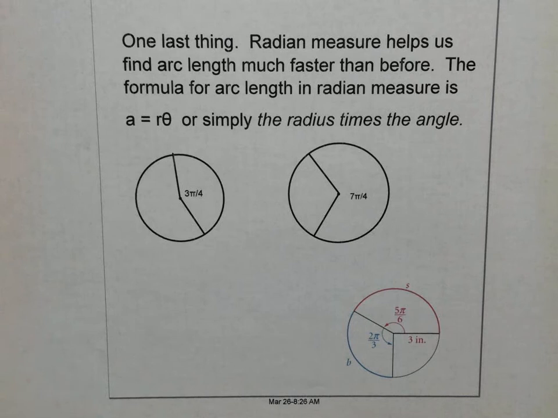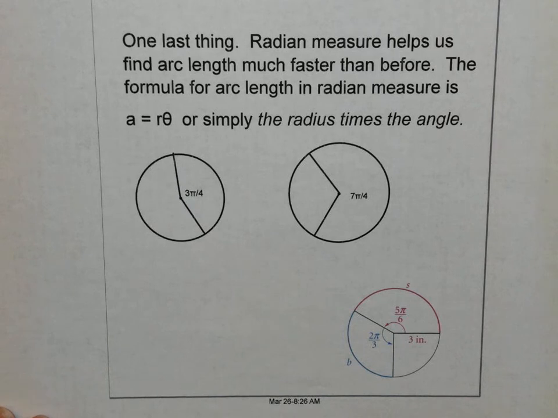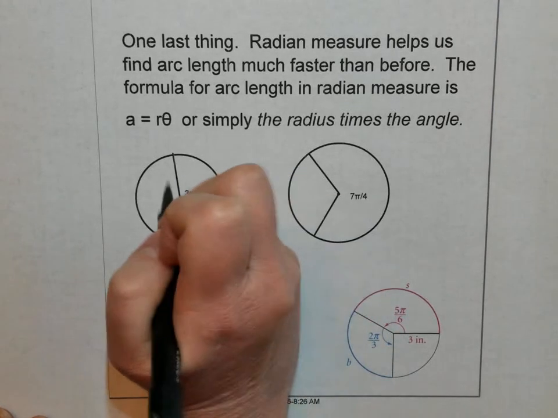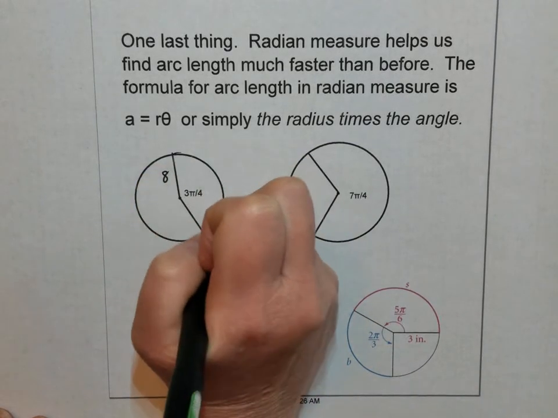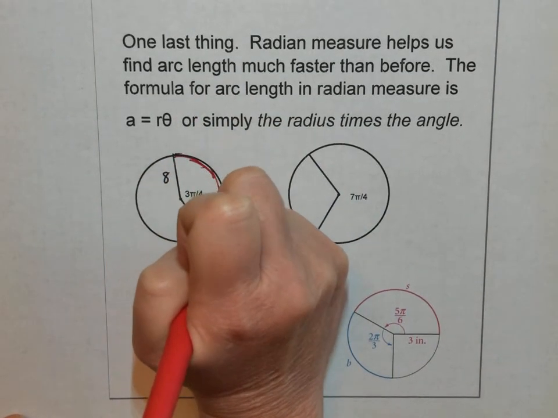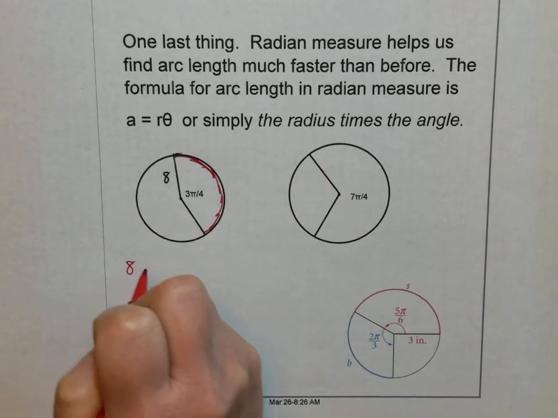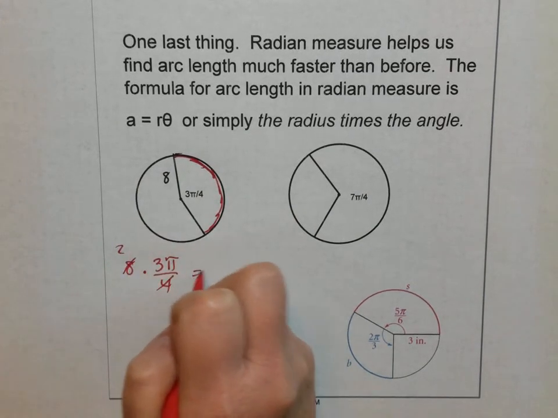Okay, the very last thing we have to do is look at radian measure and arc length. This is a really simple formula which says if I am in radian measure, the arc length is the radius times theta, the angle. The radius times the angle. So if the radius in this case is 8, the red arc length would be 8 times 3 pi over 4, well that's kind of handy, or 6 pi.